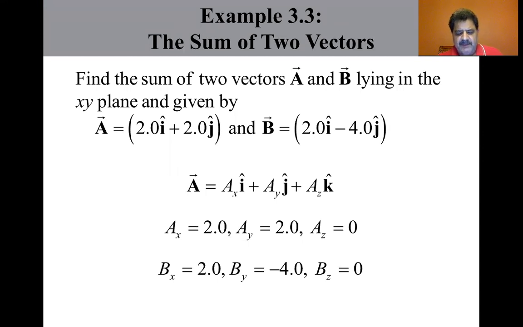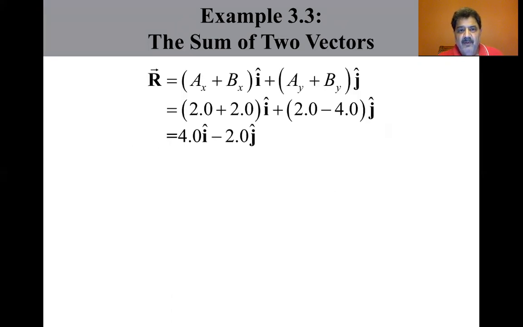We can use a two-dimensional approach because there are no Z components. Both Az and Bz equal 0. So we write the sum to obtain the resultant vector R. So we gather the X components and the Y components. So we have 2 plus 2 i plus 2 minus 4 j.